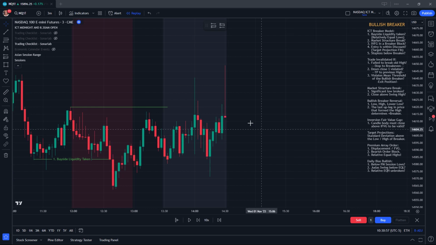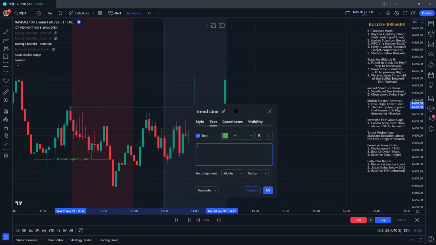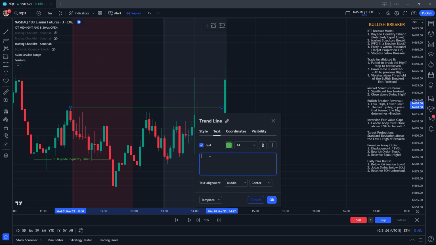Okay, there we go. We've closed above that last significant level. So all that is just a sign that the market might be changing direction or coming out of this consolidation. It's not really a confirmation. So, market structure break.